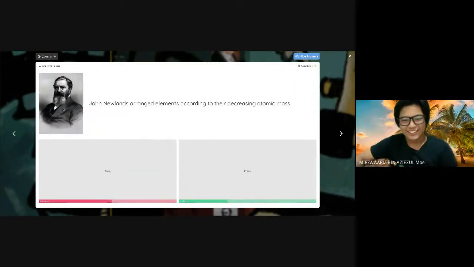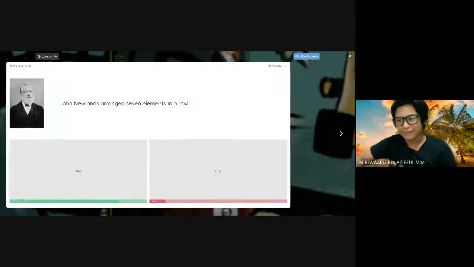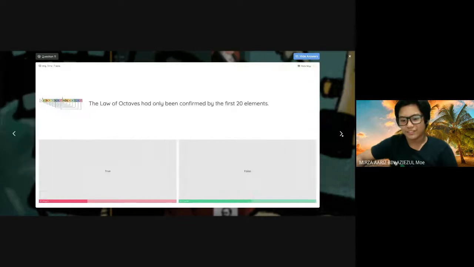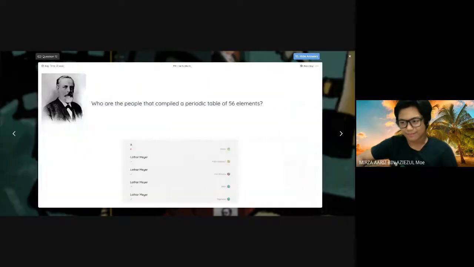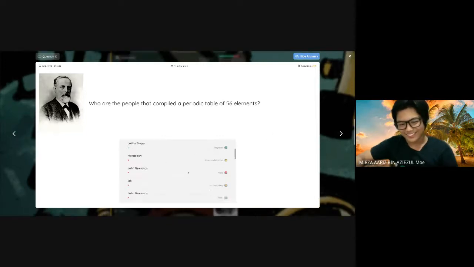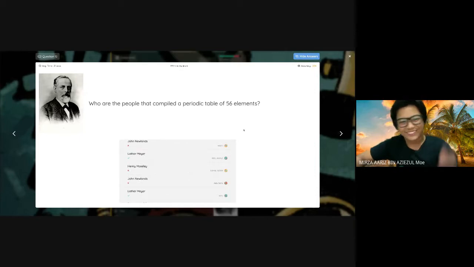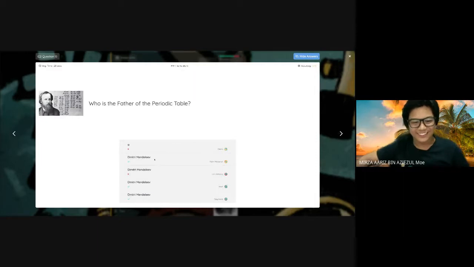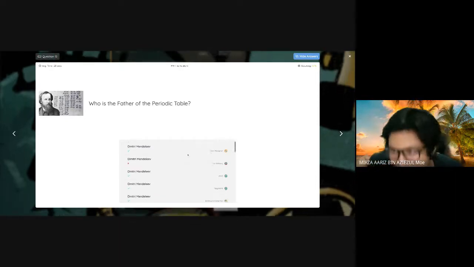Okay, this John Newland's arrangement. Okay. Ini 35% accuracy. Ini 76% accuracy. Okay, ramai yang betul. 26 players yang betul dan 4 players yang salah. Okay, good. Ini 12 player salah dan 18 player betul. Okay, ni ramai orang betul. Mendel left. Okay. Let's go. Give me 3 Mendel. Okay.